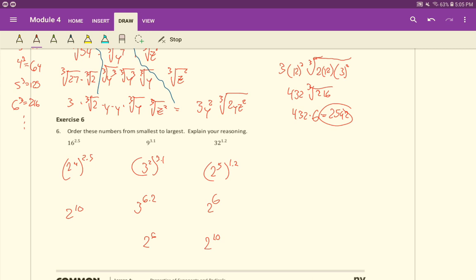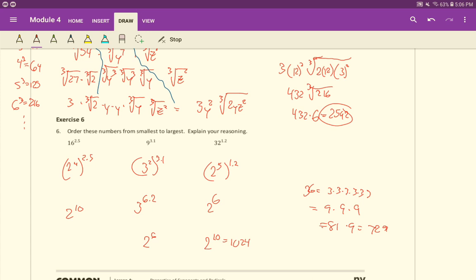Well, let's see here. So 2 to the 10th, without actually typing this into our calculator, it's going to be a little bit tricky, I think. So let's see here. So 2 to the 10th is going to be 1,024. Okay. 3 to the 6.2. Well, let's just do 3 to the 6. So 3 to the 6 is 3 times 3 times 3 times 3 times 3 times 3, which is 9 times 9 times 9, which is 81 times 9, which is 729.